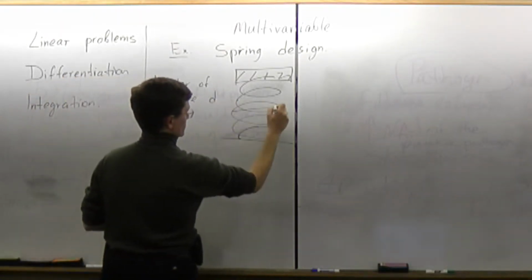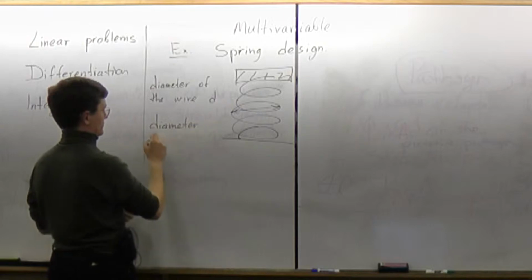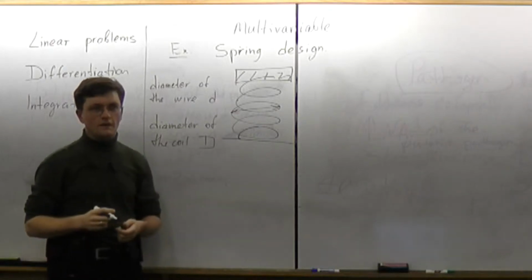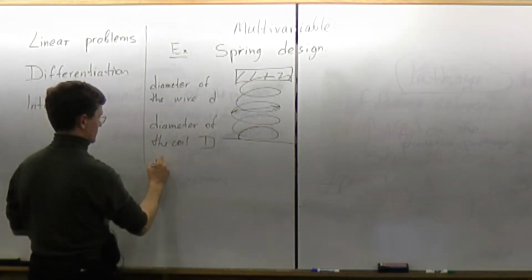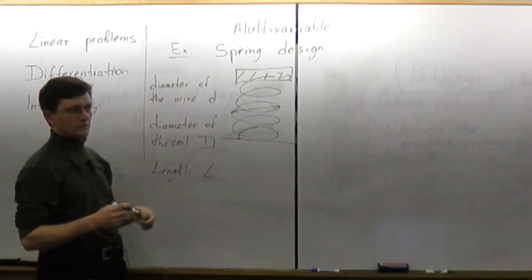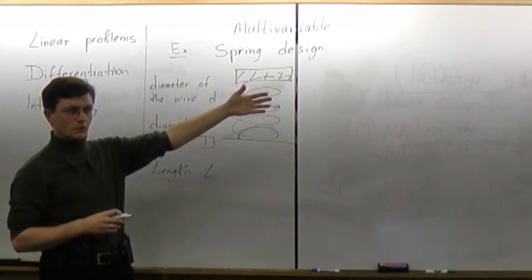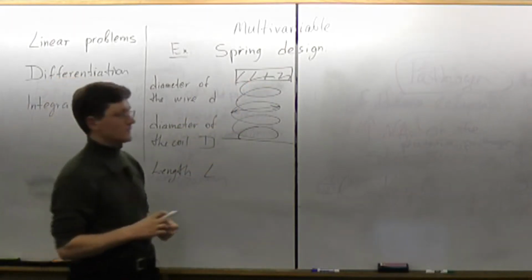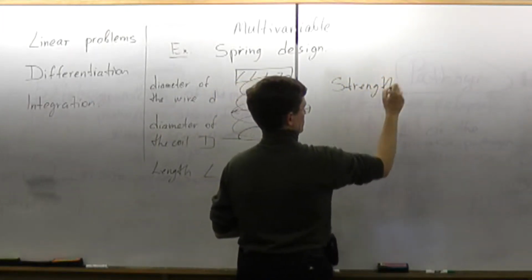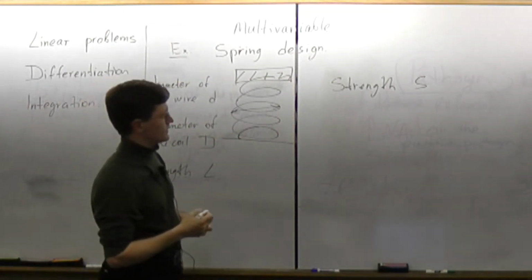And I can choose the diameter of the coil. Let's call it capital D. And I can choose the length of the spring. Let's call it L. So I have a few parameters to play with, designing the spring, and I have some goals I want to achieve. So what are the goals? I have to achieve certain strength. Let's measure it by some number S, as mechanical engineers do.